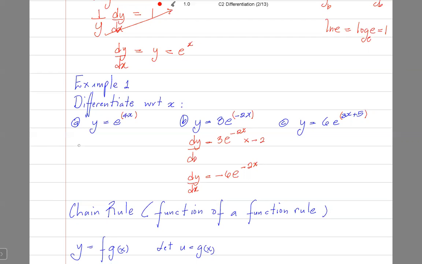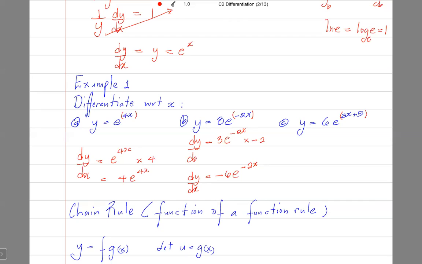So here, dy by dx would be equal to e to the 4x, and I have to multiply by the differential of the inside function. The inside function is 4x. When I differentiate 4x, I'm going to get 4. So my final answer is 4e to the 4x.